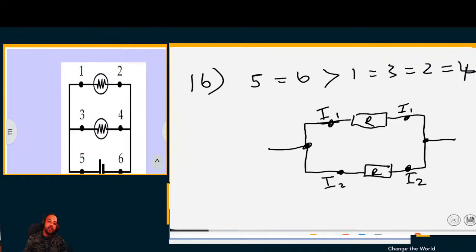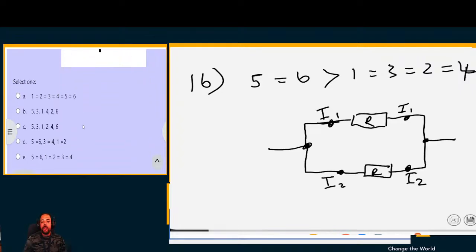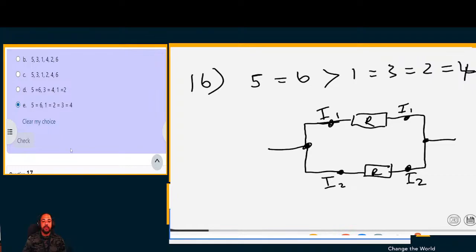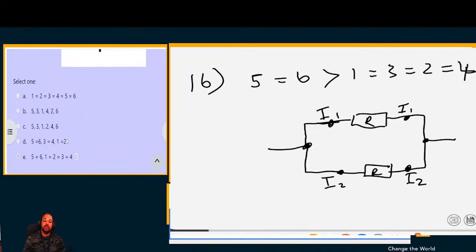Let's see if there is an option for that. So 5 and 6 must be equal to each other. There's only two of them that say 5 and 6, it's D and E. And then the rest of them must be the same, all of them. That will leave only option E. Let's check. Question E. Are we correct? Yes. The correct answer is 5 and 6 are equal, and then the rest are equal. And 5 and 6, of course, is the highest.